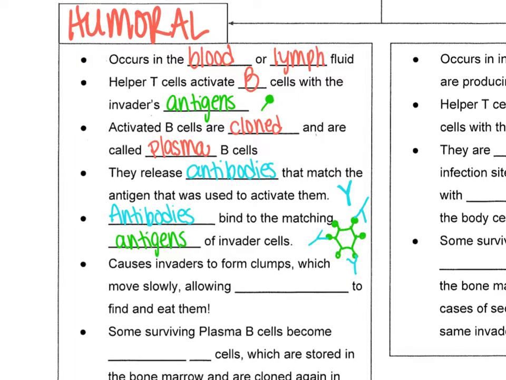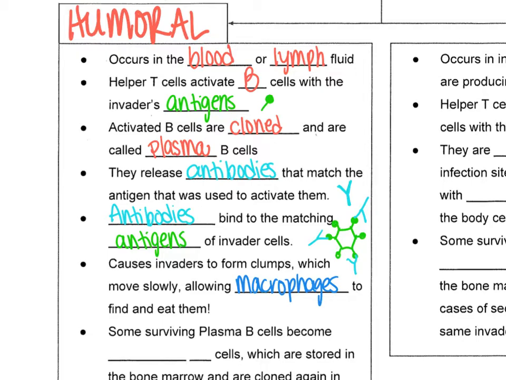And what's really cool about this process is that these antibodies will attack these flu viruses or bacteria. And when they do this, it causes invaders, those pathogens, to form up and form clumps, which means that these viruses are moving very, very slowly through the blood. And this is a benefit because if they're moving really slowly, it allows other cells, such as the macrophages, to come along and gobble them up.